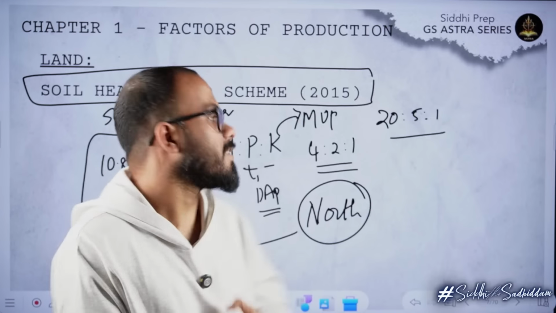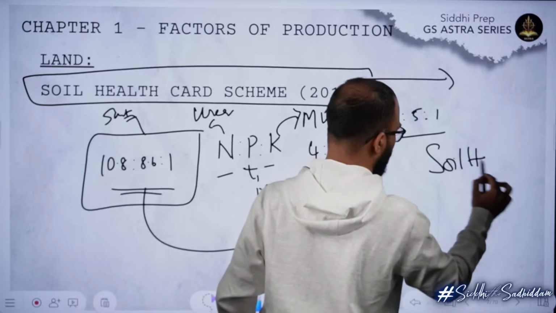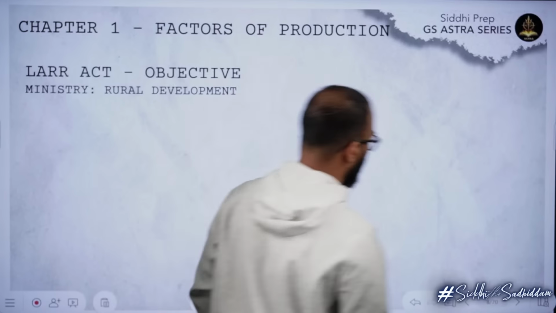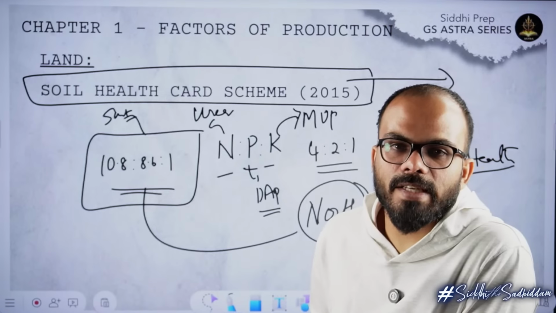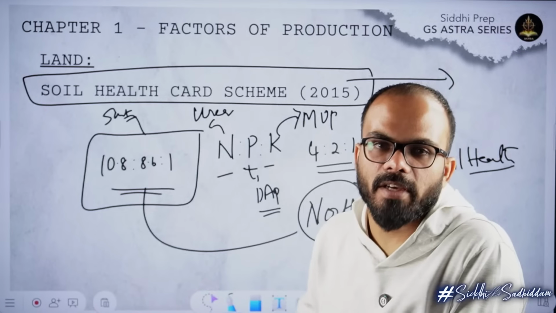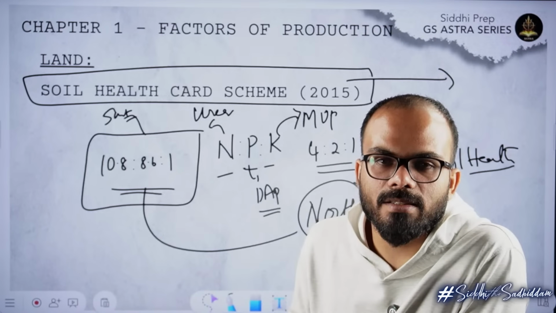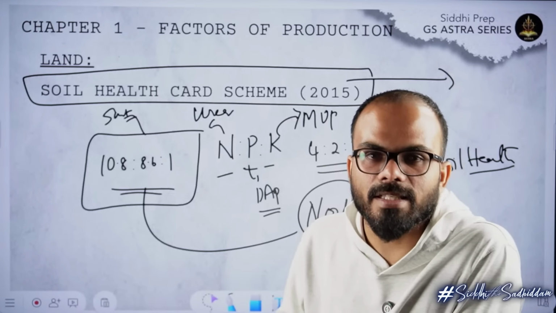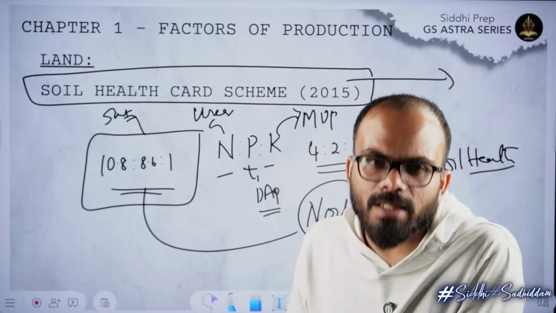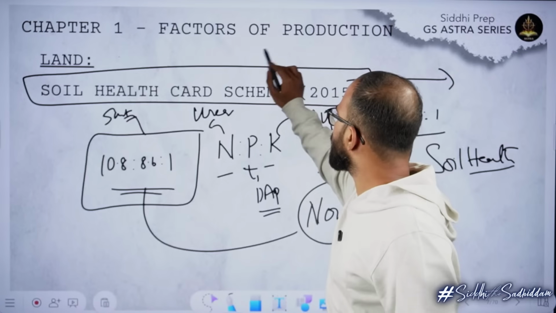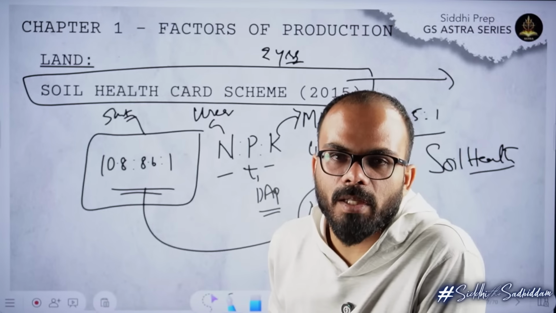To counter all this, Government of India came up with a card known as the soil health card. The aim of the soil health card is very simple. They will tell you the quality of your land and give you recommendations on what you need for your land. This is given by the Ministry of Agriculture and Farmer Welfare. This can be asked in your exams: the validity of the soil health card is a period of 2 years.